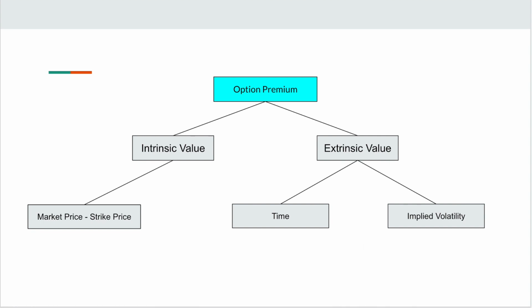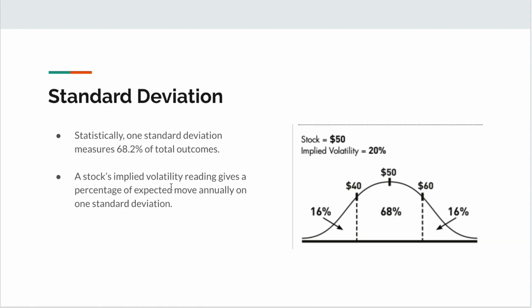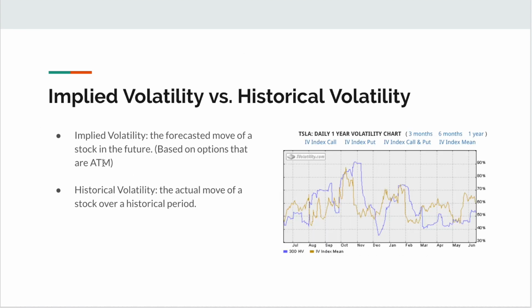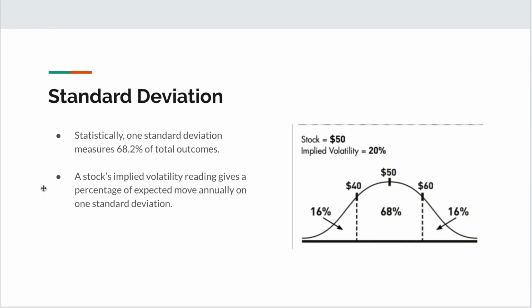So let's go ahead and jump back in and review a little bit more about standard deviation just so we can cover it once more. One standard deviation is measured 68.2% of total outcomes. So remember, when we talk about at the money, when you take the at the money implied volatility of a stock and you look at standard deviation, you can take that stock if it has an implied volatility of 20% and you can forecast the stock to move between these two prices over the next year. However, one thing to keep in mind, implied volatility does not mean the stock is going to go in a specific direction.